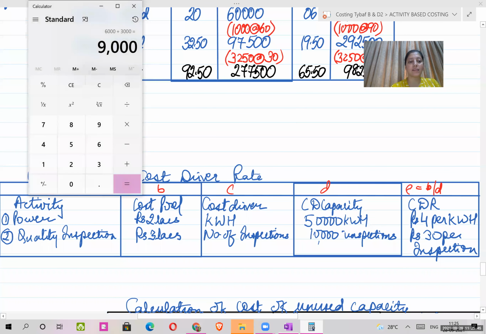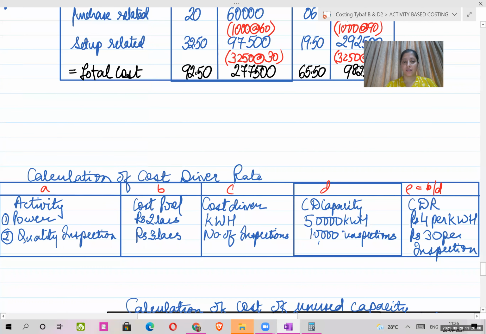So 2 lakhs divided by 50,000 kilowatt hours makes it 4 rupees per kilowatt hour. And then 3 lakhs divided by the number of inspections, 10,000, makes it 30 rupees per inspection. So activity-wise you have found the rates. Okay? Done till here?